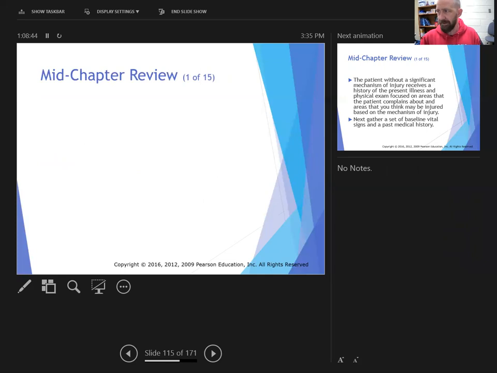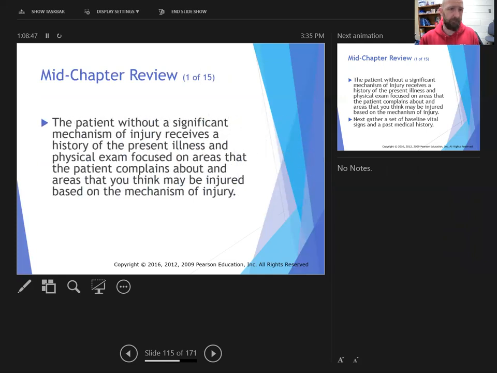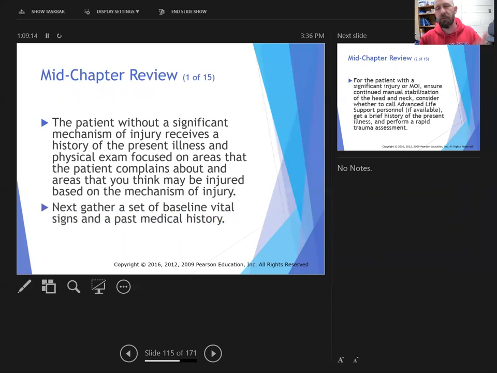All right, that's where we'll end up today. Here's just a quick overview. Patient without significant mechanism of injury: look at the history of the present illness and a focused physical exam on their chief complaint, where they're actually injured, based on their chief complaint and the mechanism of injury. Then we'll do that focused exam, and then we'll get the baseline vitals and the past medical history.